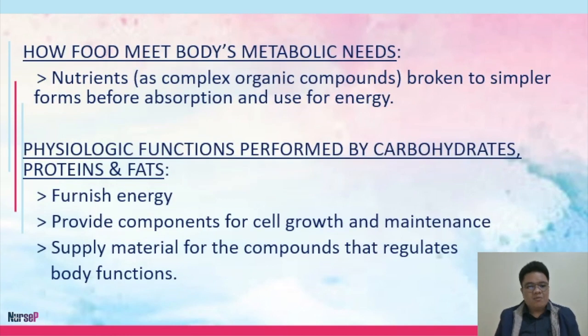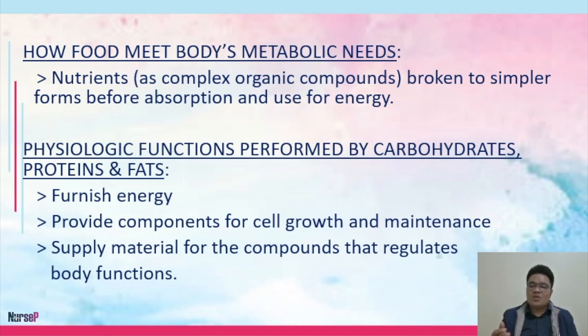Now, you might be wondering how does the food that we take meet the body's metabolic needs? Basically, our body would try to break down the nutrients, which are considered to be complex organic compounds, into simpler forms. And this breaking down is accomplished again by mechanical or chemical processes. For example, if you are dealing with starch, what do you think is the enzyme that would be able to break down starch? So you have your amylase.